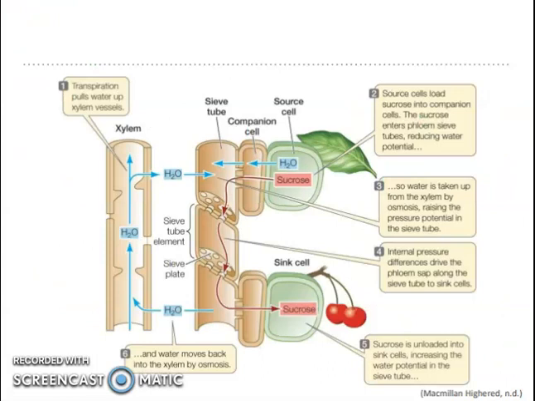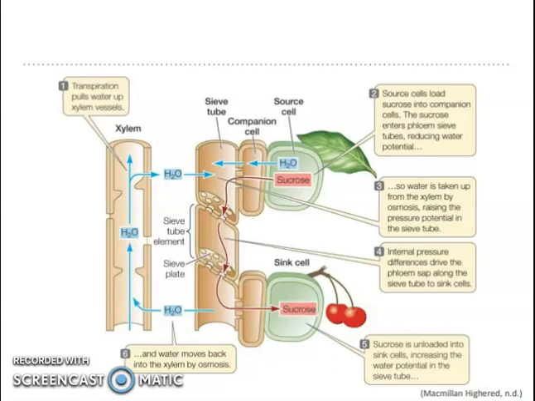The figure in this slide describes the mechanism or process by which sugar, in the form of sucrose molecules, is transported through the phloem vessel from the sugar source tissue to the sugar sink tissue. This mechanism or process is called pressure flow.